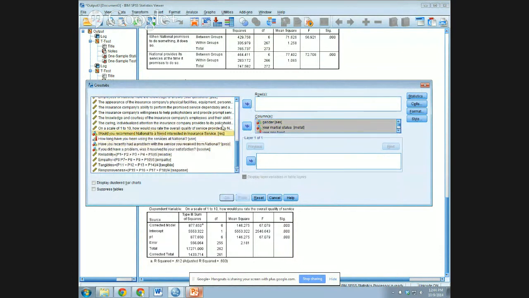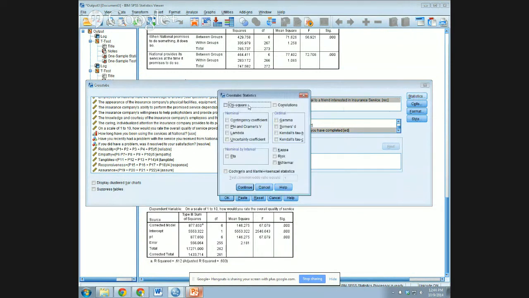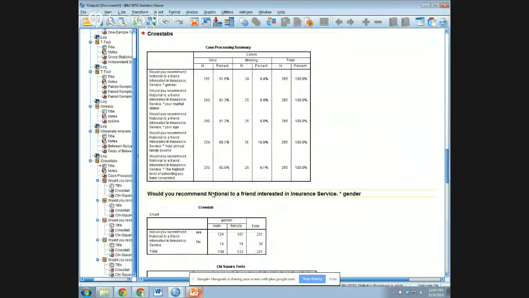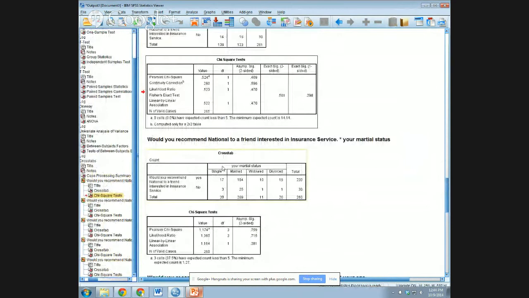Actually, I want to change this and say, would you recommend? Okay. The likelihood to recommend, is there an association with their gender, their marital status, their age, their family income, the highest level of schooling they've completed? I go to statistics, chi-square. Okay. I'll click OK. All right, so I now have crosstab tables, and I find chi-square tests for each of these.